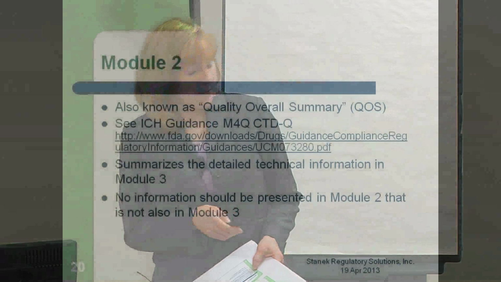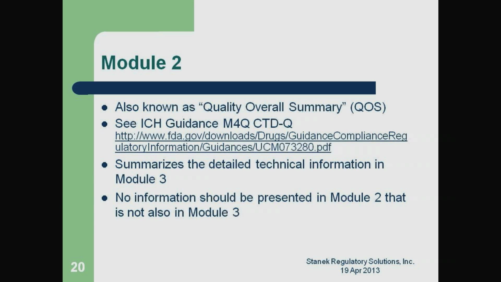Module 2, also known as the Quality Overall Summary. Again, I'm referring you to the ICH CTD guidance, and it goes through section by section what kinds of information they expect to see in Module 2, as well as Module 3. It's one guidance document that covers Module 2 and Module 3. It basically just summarizes the technical information that you've presented in Module 3. And no information should be presented in Module 2 that is not also in Module 3. It really should be a summary.